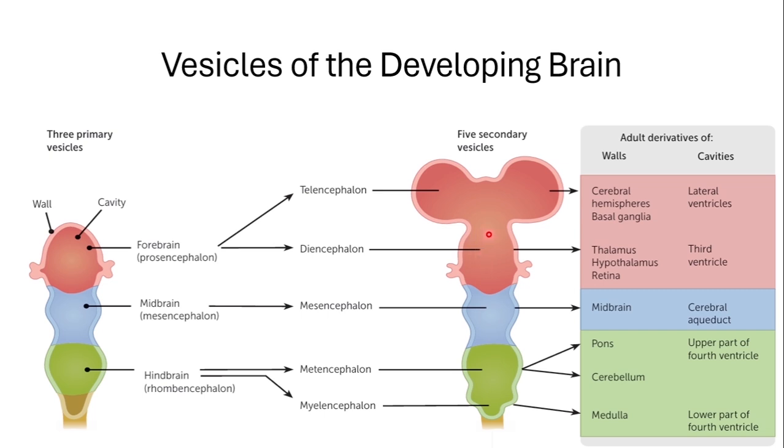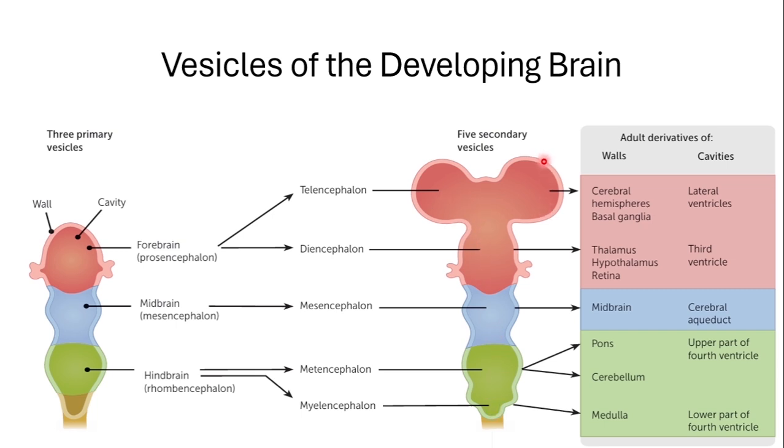So the diencephalon provides us with the third ventricle. And then the mesencephalon provides us with the cerebral aqueduct that connects the third ventricle with the fourth ventricle. And then this last portion here provides us with the fourth ventricle. The upper portion, which is the metencephalon, provides us with the upper part of the fourth ventricle. The lower portion, which is the myelencephalon, provides us with the lower part of the fourth ventricle. So that's all we have to talk about when it comes to the cavities.